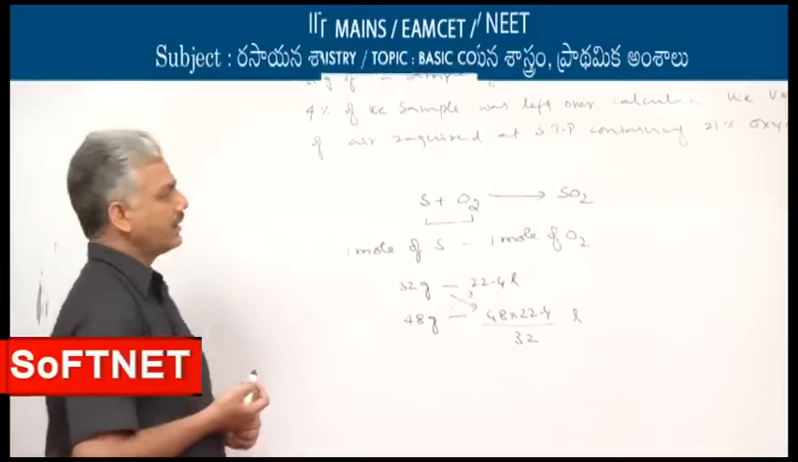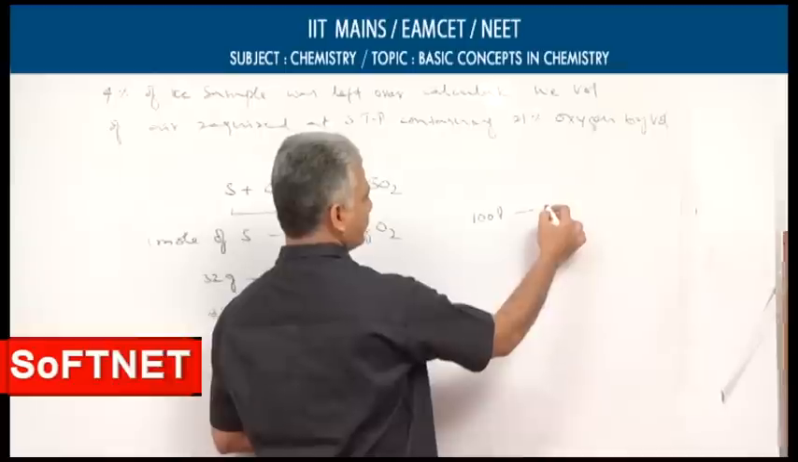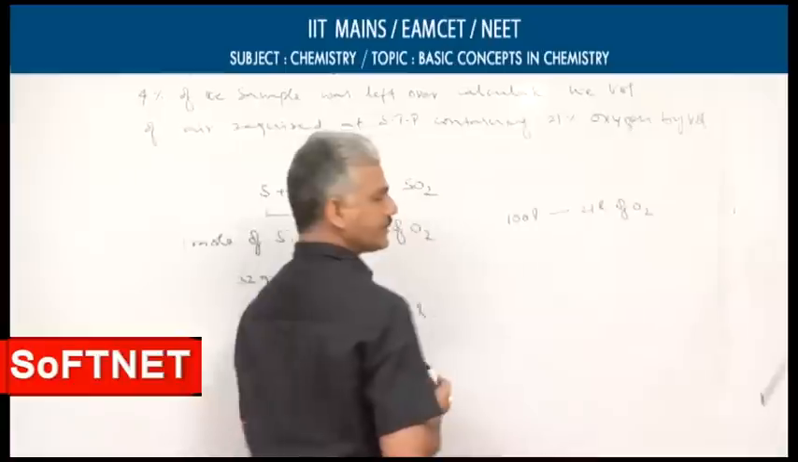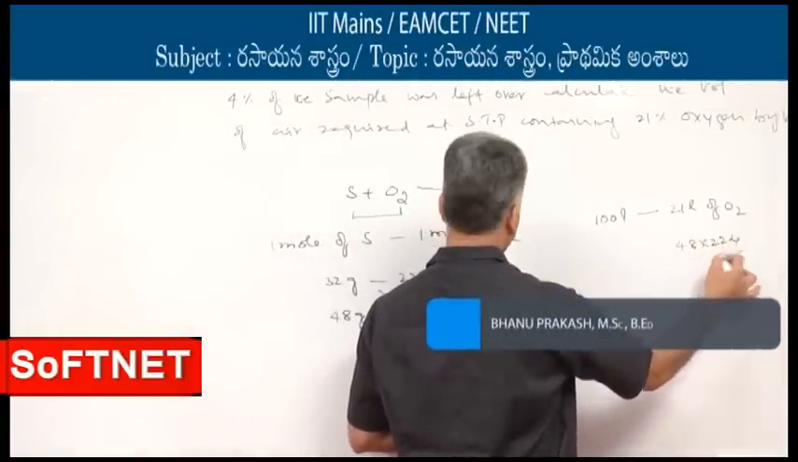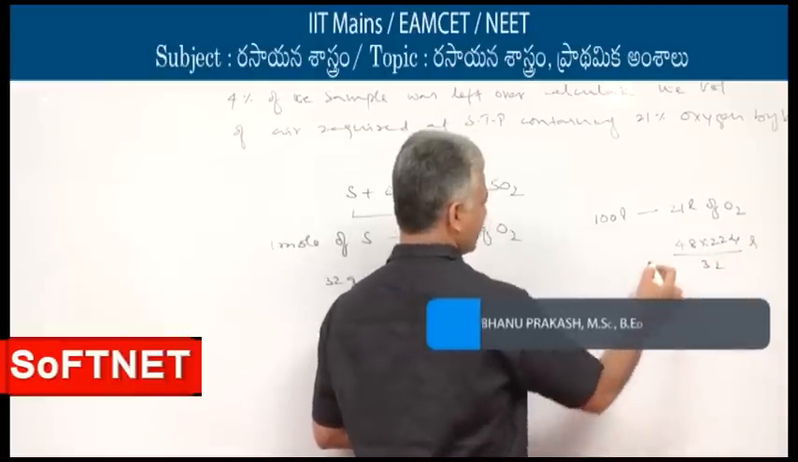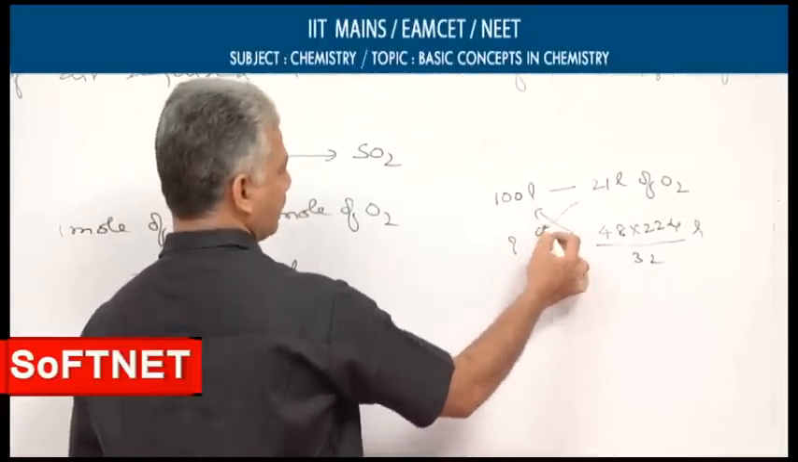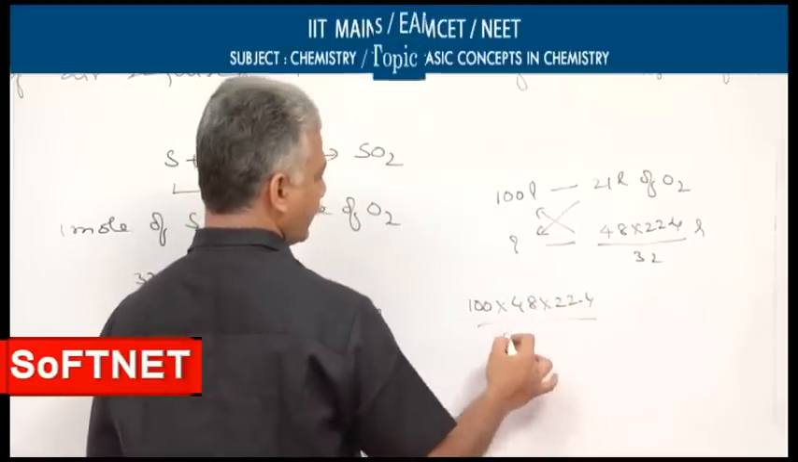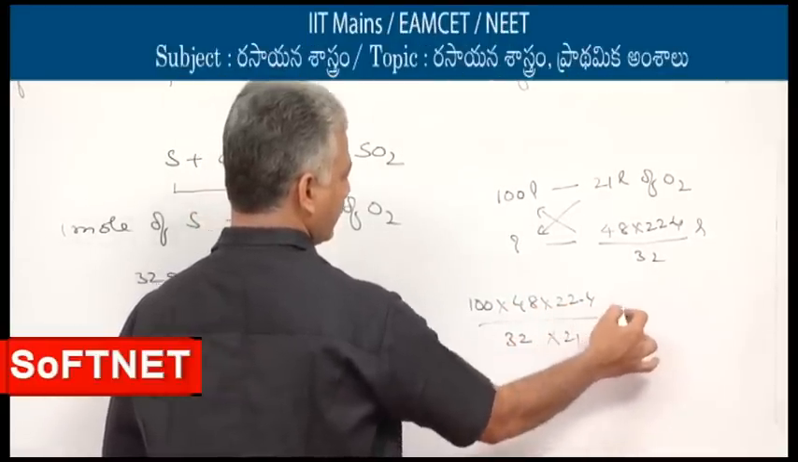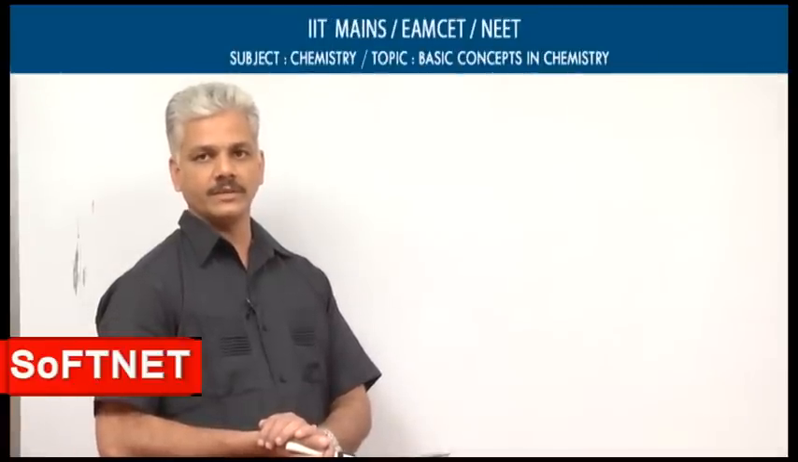What does it mean? If we take 100 liters of air, it consists of 21 liters of oxygen. So, in order to get 48 into 22.4 by 32 liters of oxygen, how much air has to be taken? That calculation can be done like this: 100 into 48 into 22.4 by 32 into 21. That comes out to 160 liters. So, those are some of the models based on the concept of mole.